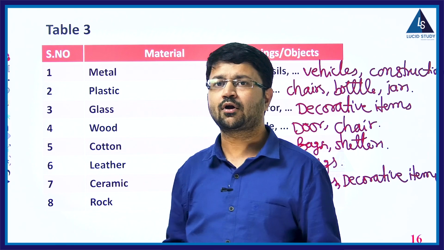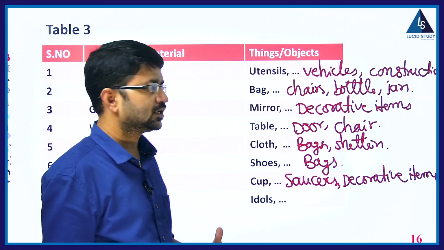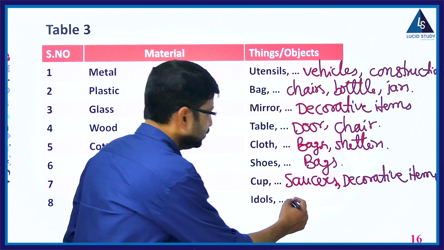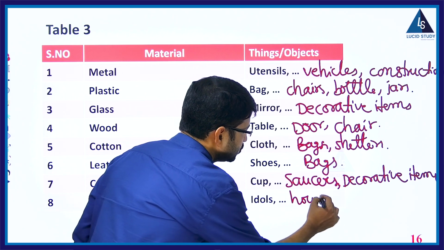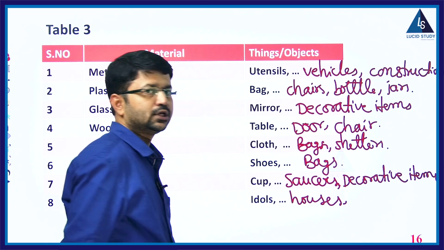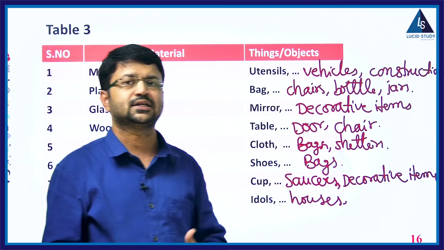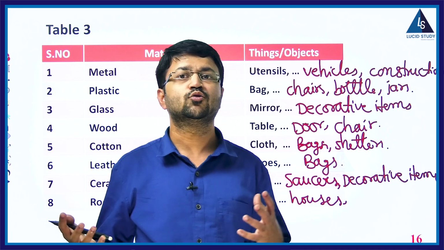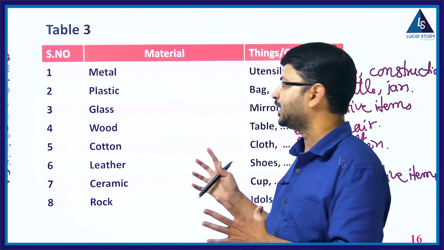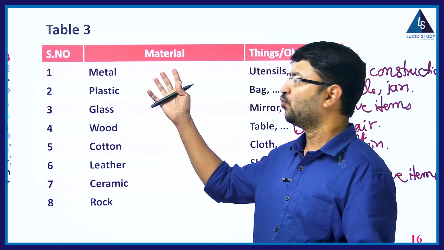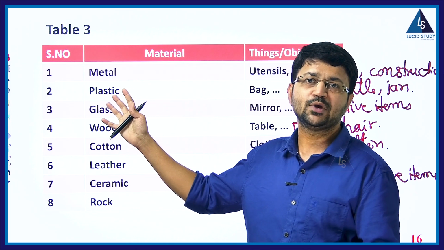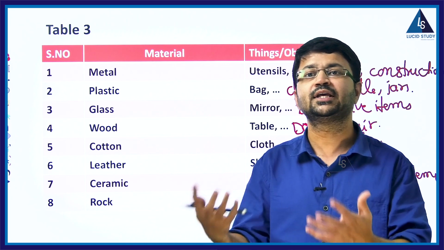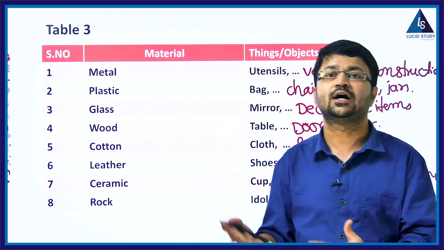Next, take the case of rock. By using rock we can make these idols, and these rocks can be used for the construction of houses. Rocks can be used in the construction of other things such as buildings and dams, etc. Now from this chart what we can understand is, one kind of material can be used for making different kinds of things or different kinds of objects.